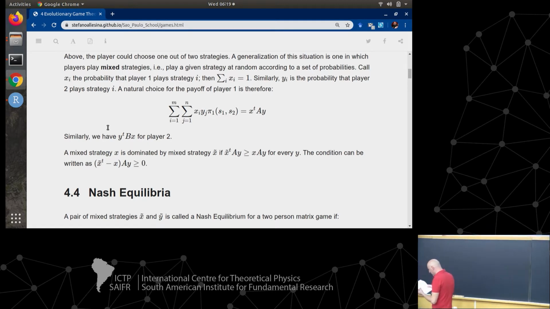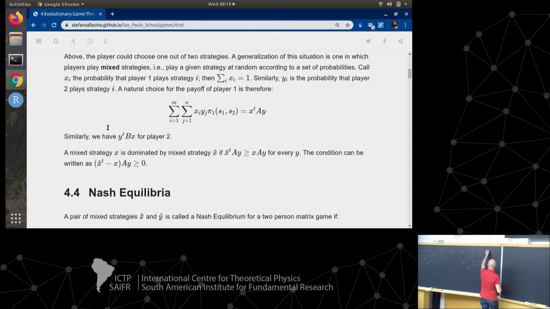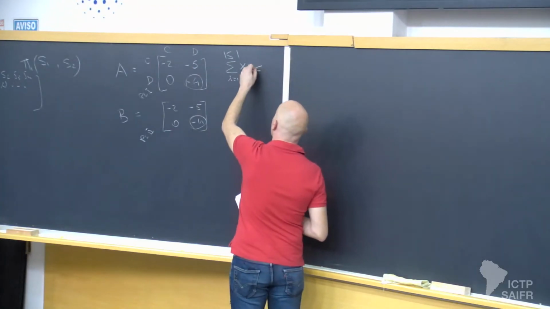More formally, we have some sort of vector that we typically call x over the strategies, right? So this is between i equal to 1 to the size of my strategy set, such that this sum is 1, and these are all non-negative.